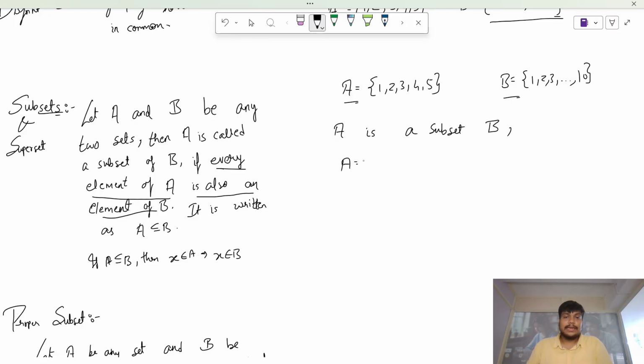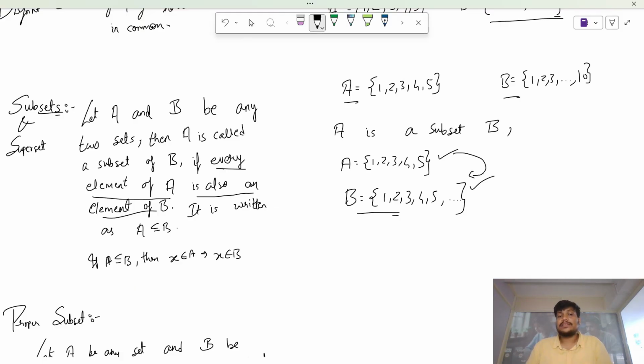So here, A is 1, 2, 3, 4, 5. I can say that these 5 elements belong to A. Are they also belonging to set B? Yes, these 5, and there are some more elements as well, but these 5 also belong to set B. So every element which is present in set A is also present in set B. If this condition is satisfied, then I can call A a subset of B.